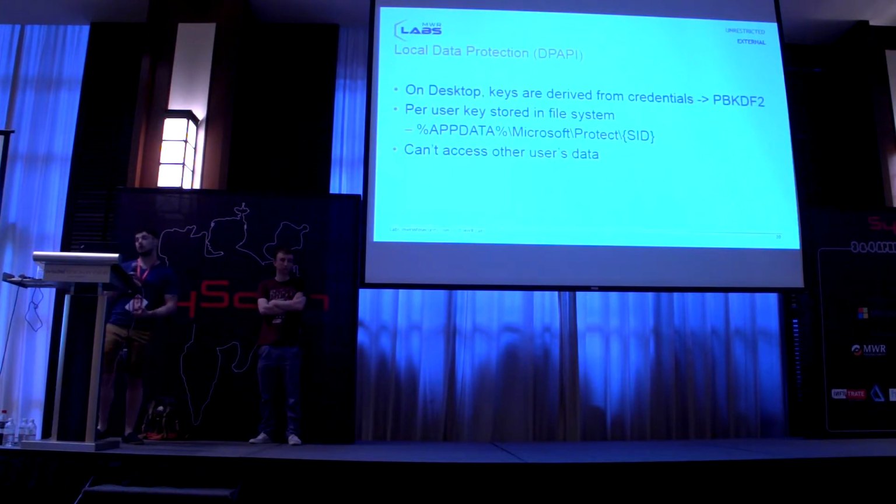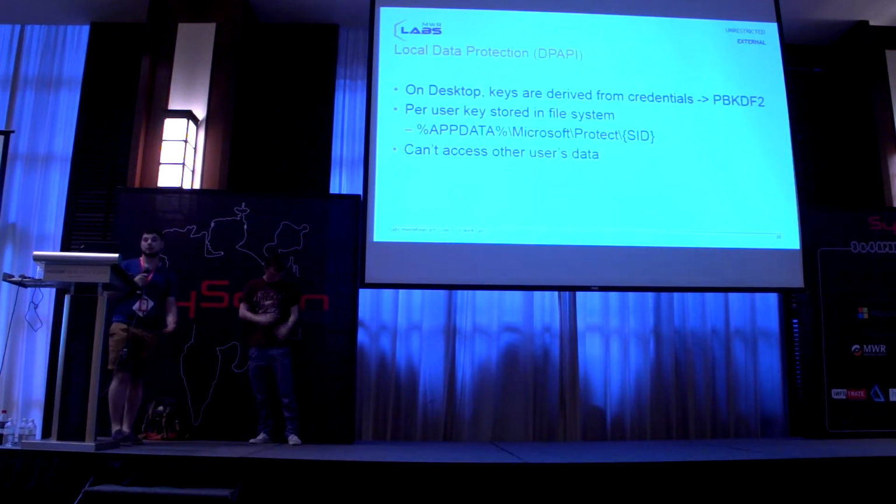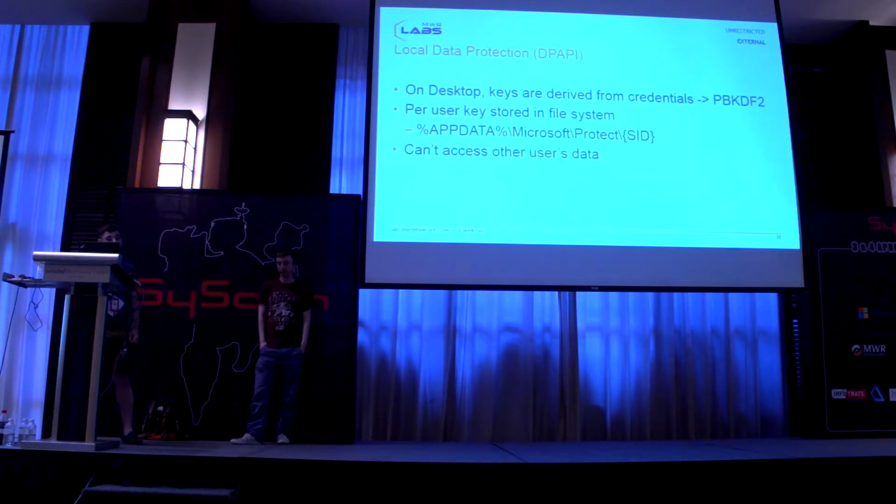So how does it work on a desktop? On desktop, it works differently to the phone. On a desktop, the keys are derived from a user credential using PBKDF2. A per-user key is derived and stored in the file system under their SID in the app data directory, which means that because you've got a per-user key, you can't access another user's data in their context.